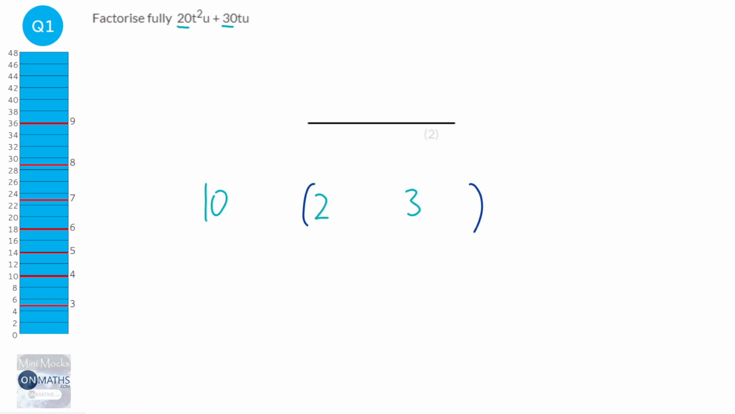Next, I'm looking at the t terms. So we've got t squared there and a t there. So we can divide out a t, but that will leave a t on the first term. And finally, I'm going to look at the u, and there's just a u on both of them. I can factorise that out, and actually that just leaves nothing on the inside of the bracket.